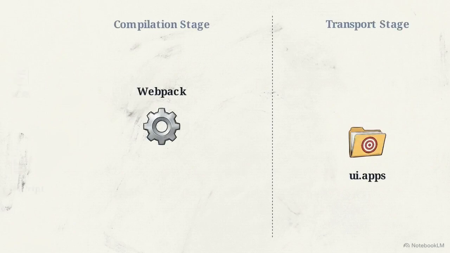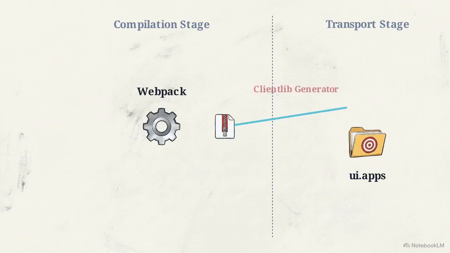This executes a dual action. First, Webpack compiles your raw SCSS and TypeScript into minified assets. Immediately after, the ClientLib-generator physically copies those assets over into your UI.Apps directory.